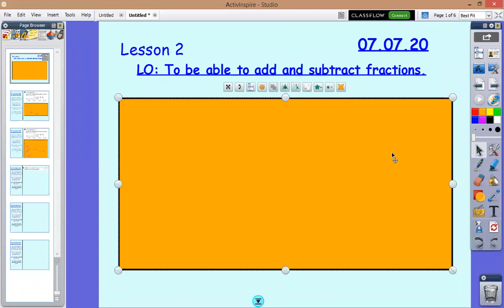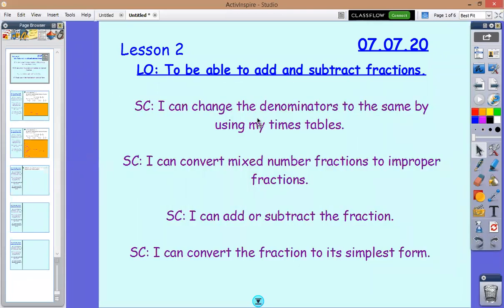So let's go through our success criteria. I can change the denominators to the same by using my times tables. Really important that when we're looking at denominators to the same, we make sure we use our times tables. I can convert mixed number fractions to improper fractions. So a mixed number fraction will be, say, something like 2 2/3, and then you can change it to an improper fraction. That's really important to do because it makes it easy to subtract. Then you can add and subtract the fraction, and then you can convert the fraction to its simplest form.